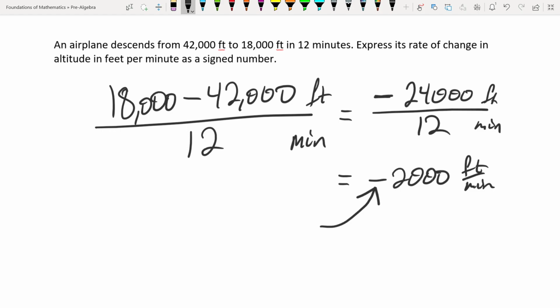It would be like 42,000 to 64,000. That would be an ascension. And that would end up being positive because we did final altitude minus initial altitude. Final minus initial is a very common thing to use in mathematical application problems. So keep that in mind.